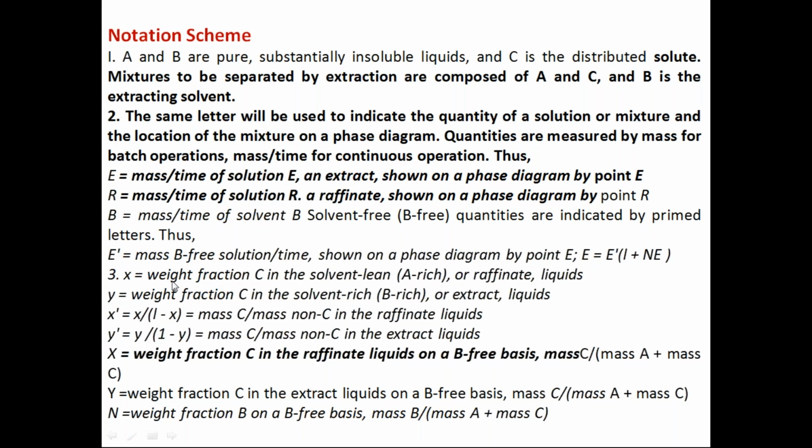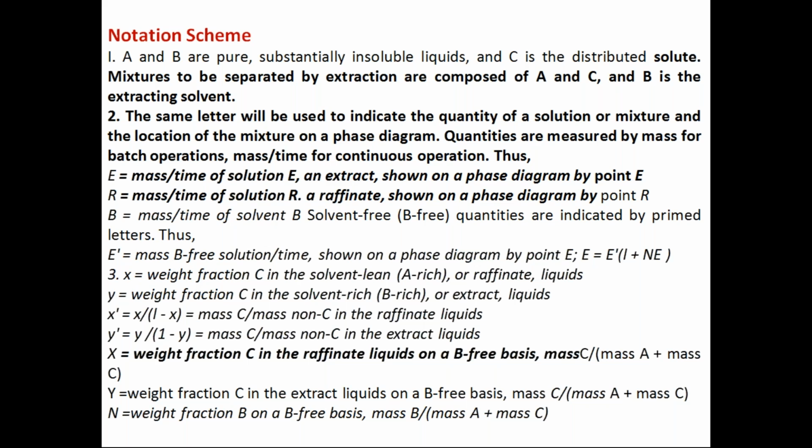And then X. X is the weight fraction of C. How do you calculate the weight fraction of C? Weight of C divided by weight of A, B, C. If all are there, you should take that. The weight fraction of C can be calculated as weight of C divided by weight of the total solution. In an A-rich solution, A will be more, but B and C will also be there. So you can calculate in that way.